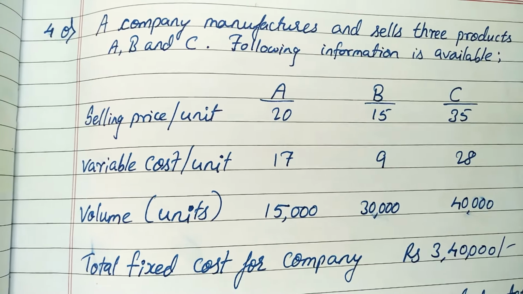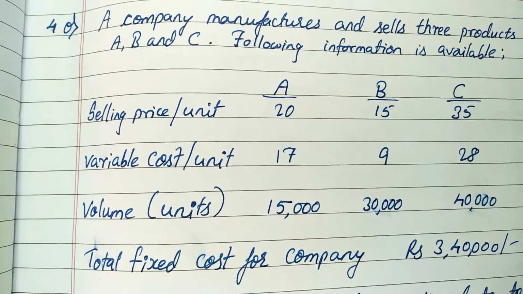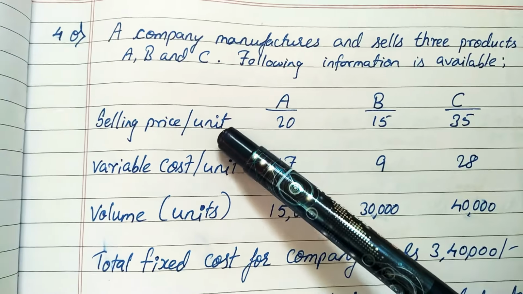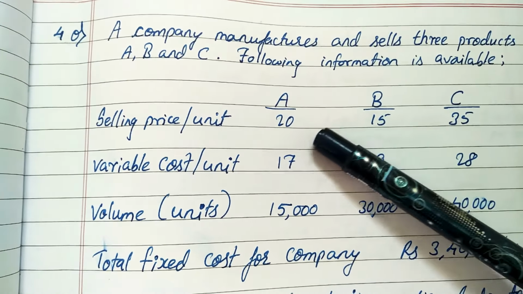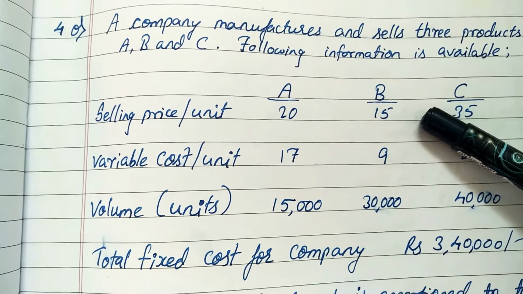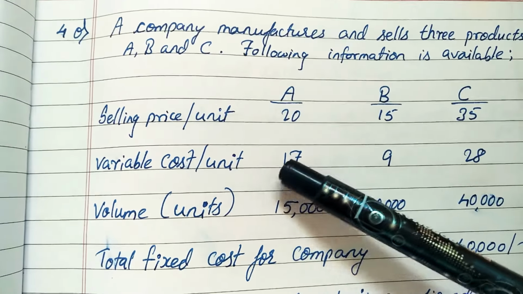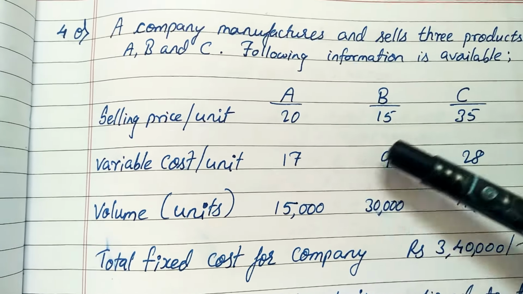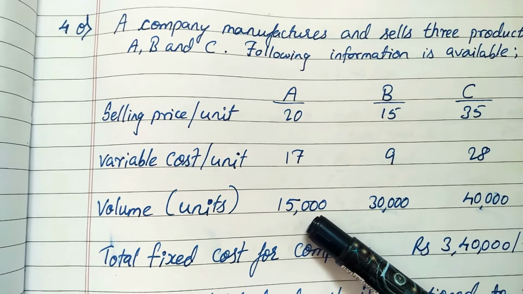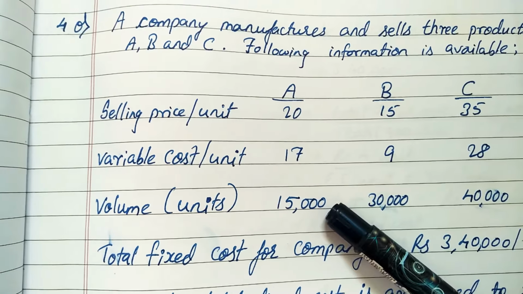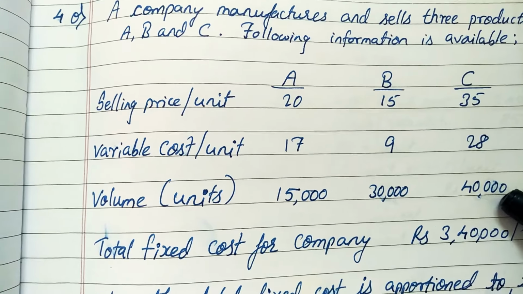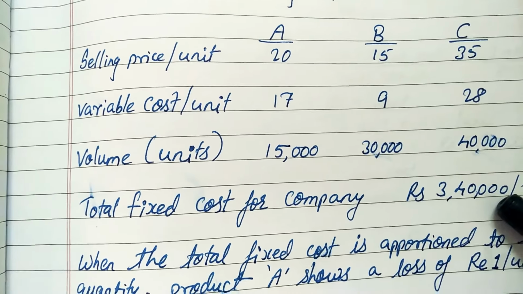A company manufactures and sells 3 products, A, B and C. The information regarding those products is available over here. Selling price per unit for the products A, B and C is 20 rupees, 15 rupees and 35 rupees per unit. These all are per unit prices. The variable cost per unit is 17 rupees for A, 9 rupees for B and 28 rupees for C. The volume that is produced, for A it is 15,000 units, for B it is 30,000 units and for C it is 40,000 units. Along with that, we have information regarding the fixed cost.